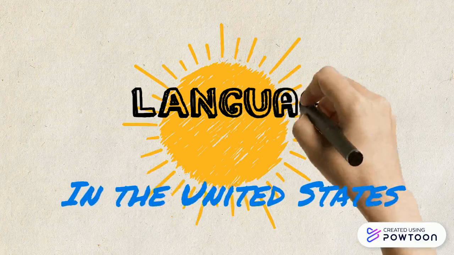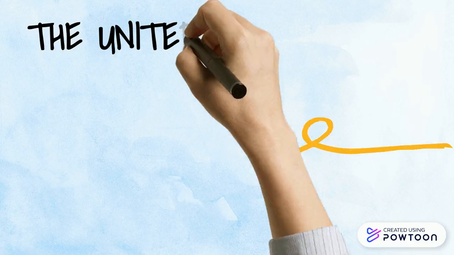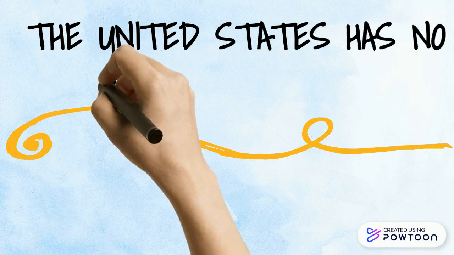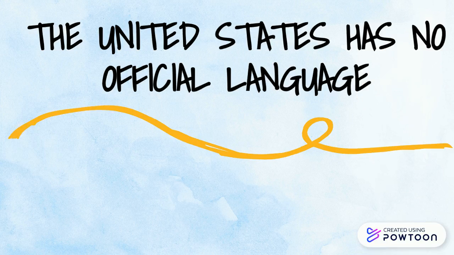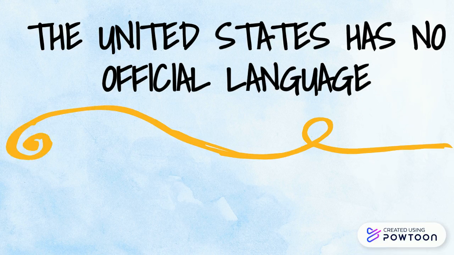Language discrimination in the United States. Although the dominant language in the U.S. is English, the United States has no official language. We also don't have an official dialect.